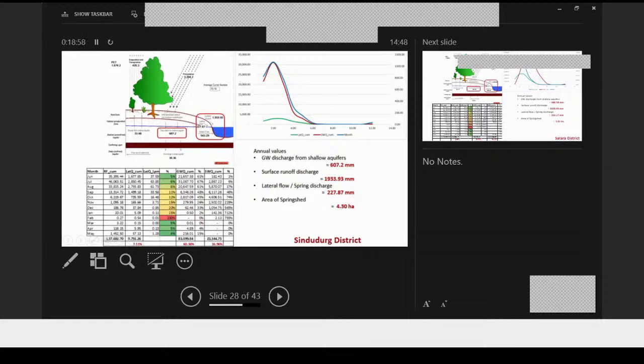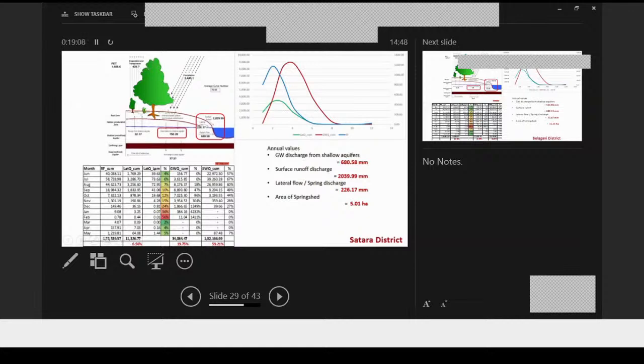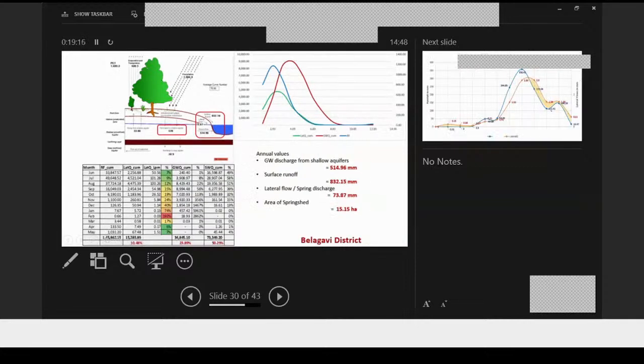This is on the Amboli Ghat, so this has a different kind of behavior, as we told, on the steep western side of the Western Ghats. And this is in the Satara district on the eastern side. You can see now the difference between the eastern side and the western side. This is on the eastern side of the Western Ghats. And this is Belgavi also, of course, it's on the eastern side, the rain shadow side.